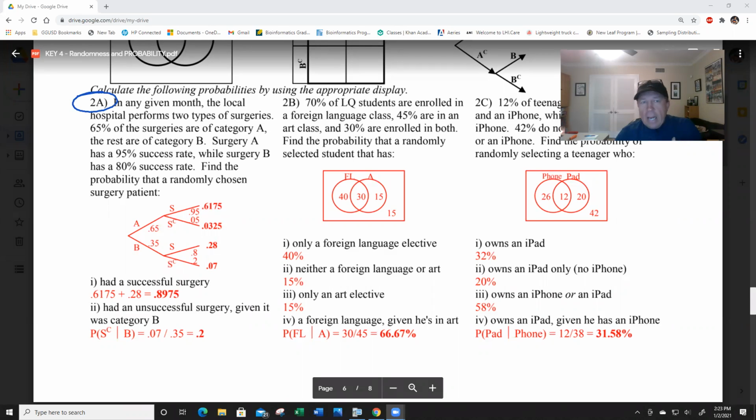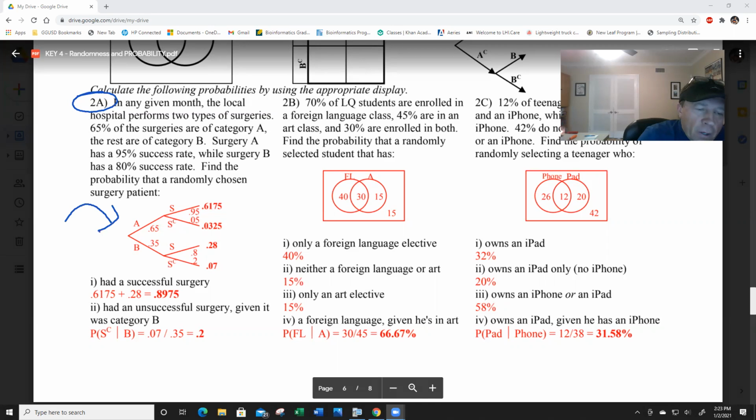Now, it doesn't say the word both in here, and it doesn't even say independent, but I think you're going to have to assume, we do a lot of assuming in math and statistics, that A and B are just separate types of surgery. Okay. So I'm going to do a tree diagram. You could do a Punnett square if you have a background in that. So check it out. Here we go.